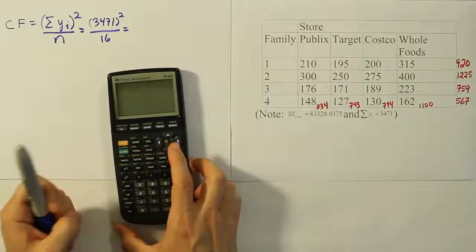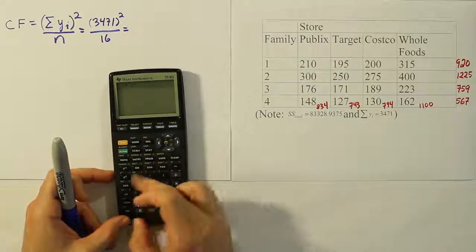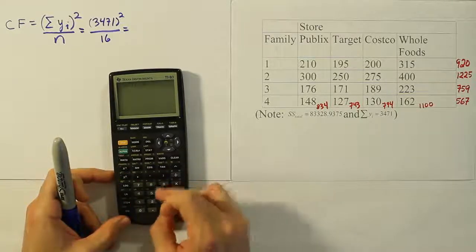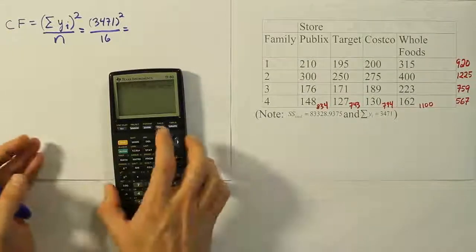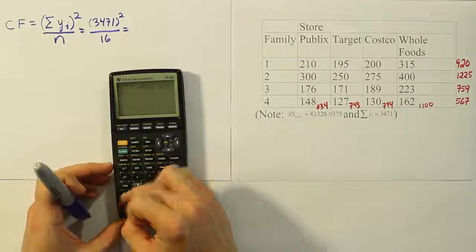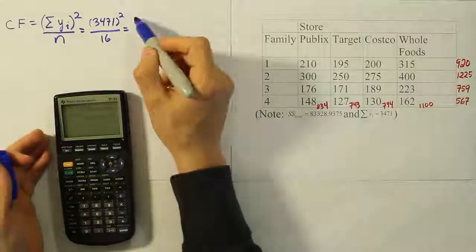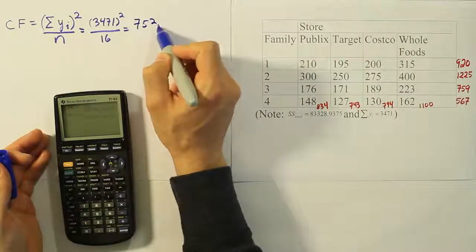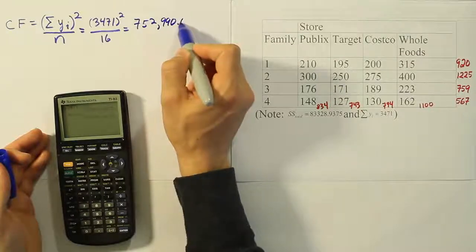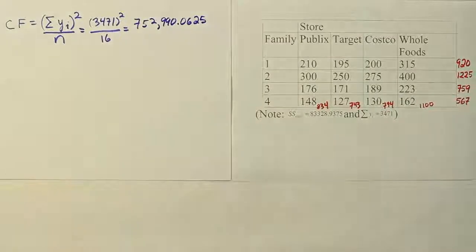All right, so when we do that, we end up with the answer 3471 quantity squared divided by 16. And we get the answer, it's kind of a large number, it's 752,990 basically. I'm going to store that in my calculator as x so I can just use it over and over again without having to type it in. But the answer turns out to be 752,990.0625. So kind of a large correction factor compared to what we normally get. But this is because the values here that we're working with are pretty large since they're grocery total amounts, right? The dollar amount spent on groceries each week.